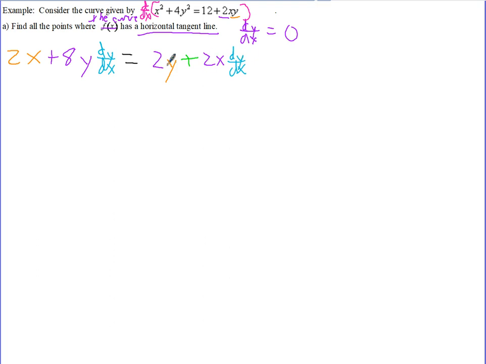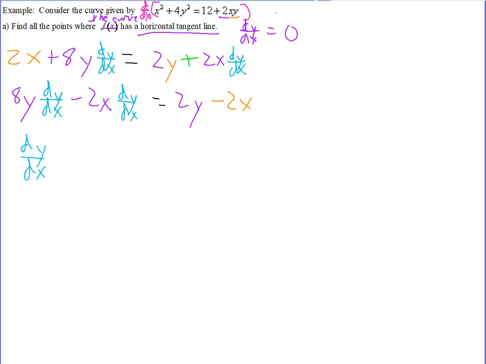And then there's more than one dy/dx, so let's get them on the same side. So I'm going to leave this 8y dy/dx over here, and then subtract over the 2x dy/dx. Leave this 2y over here, and subtract the 2x. I factor out the dy/dx, and you're left with 8y minus 2x. And then divide by 8y minus 2x.